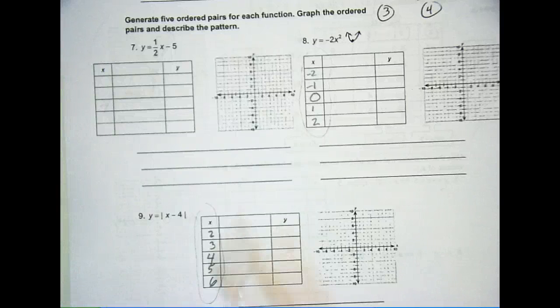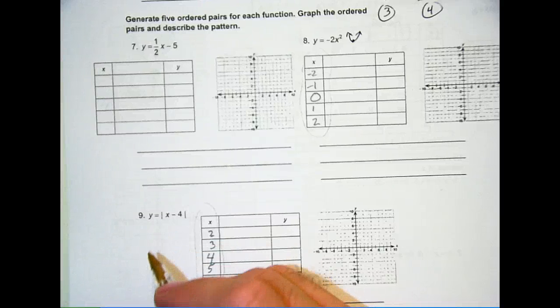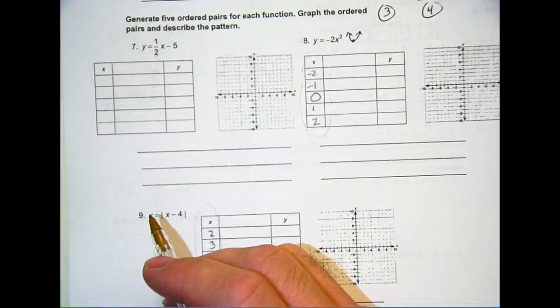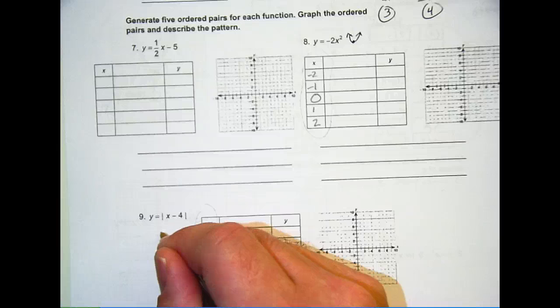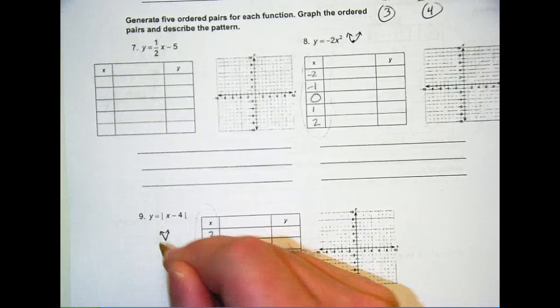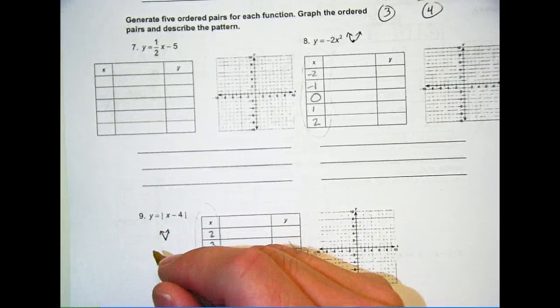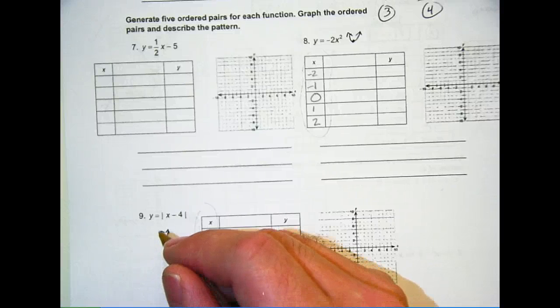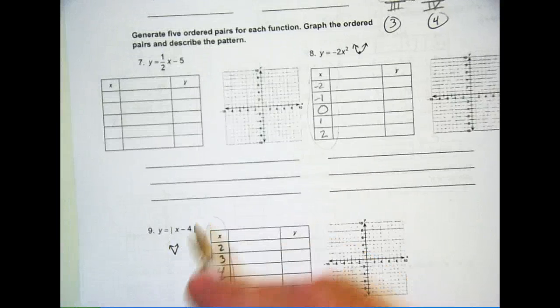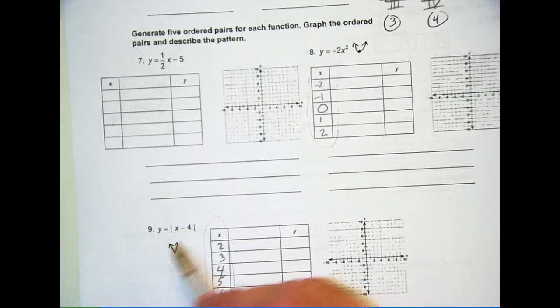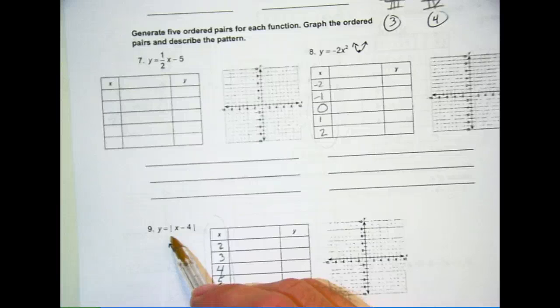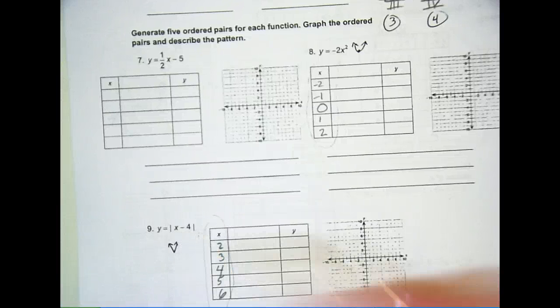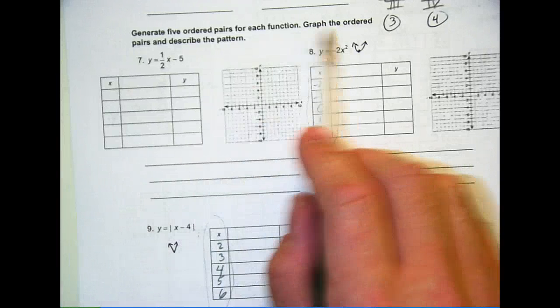Jennifer, what's it going to look like? Yeah, it's going to be a V, right? How did you know that? How do we know this is going to be a V? Annalise? Yeah, because it's an absolute value. Because it's an absolute value.